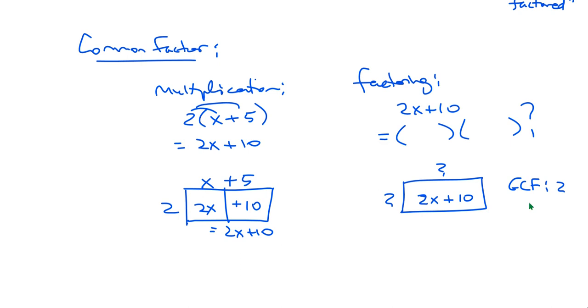So that's a 2. Now to figure out what goes on the other side, I'll break this into its 2 parts. The first rectangle has an area of 2x. One dimension is 2. So what's the other one? Well, that has to be x. The second rectangle has an area of 10. One dimension is 2. So what's the other one? Well, it has to be a positive 5. So now we can write 2x plus 10 is equal to 2 times x plus 5. We have factored it, which means we have written it as something times something.